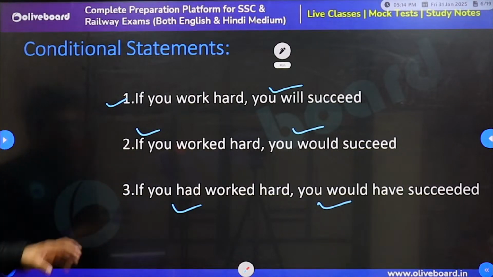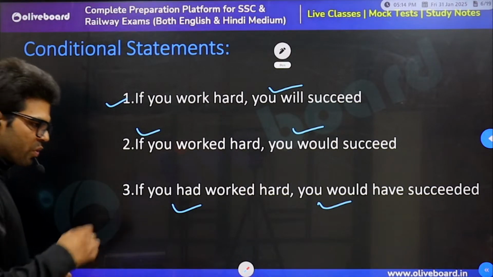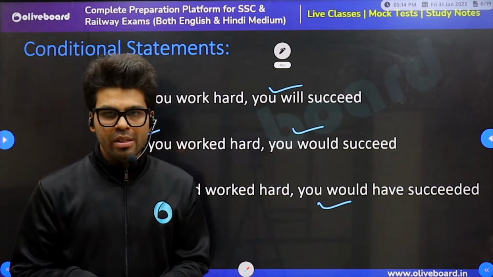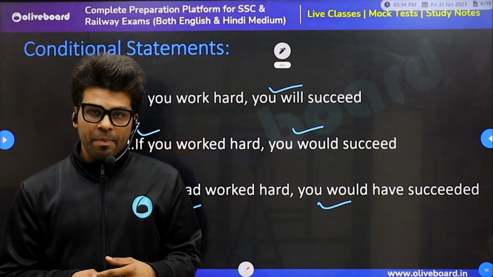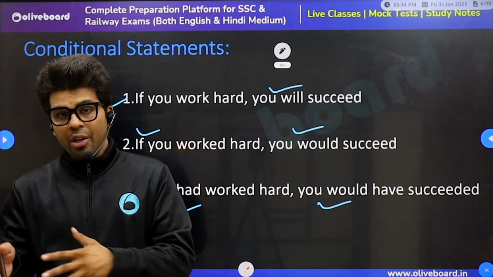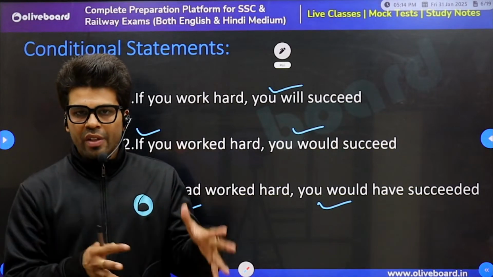I request you to remember these sentences as the typical ones, as the default ones, because once you ask me something from conditional clauses, I will use the same. Remember the first conditional, if you work hard, you will succeed. Remember the second conditional, if you worked hard, you would succeed. Remember the third conditional, if you had worked hard, you would have succeeded.